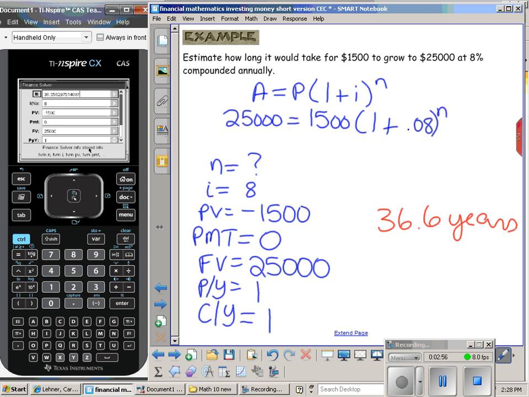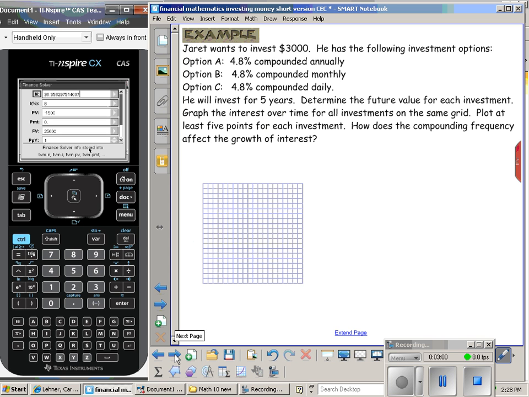All right. Jarrett wants to invest $3,000. He has the following investment options. He can do 4.8% compounded annually, monthly, or daily. He's going to invest for 5 years.